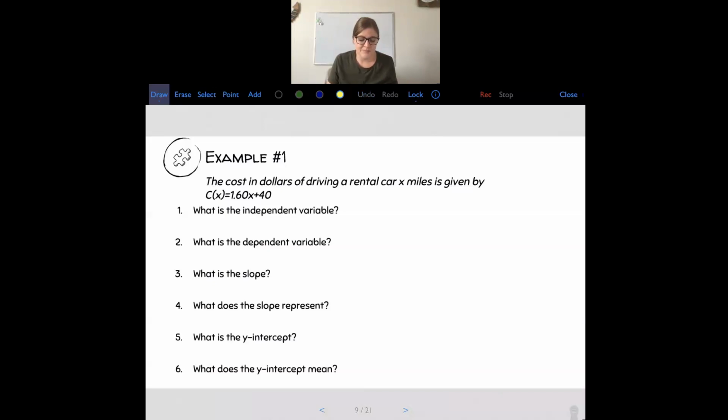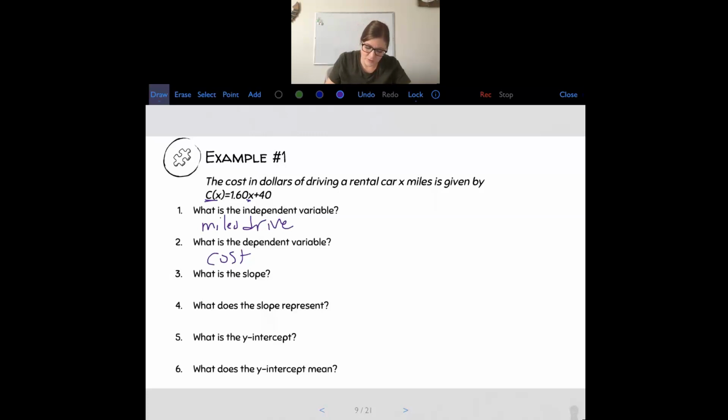Okay, so example 1. The cost in dollars of driving a rental car x miles is given by c of x is equal to 1.60x plus 40. We're just going to walk through breaking apart this equation to help us get acquainted with applying linear functions to applications. So x is our independent variable, but what does it represent? It represents the number of miles driven. Our dependent variable is our cost. Our cost of driving this car depends on how many miles we drove.